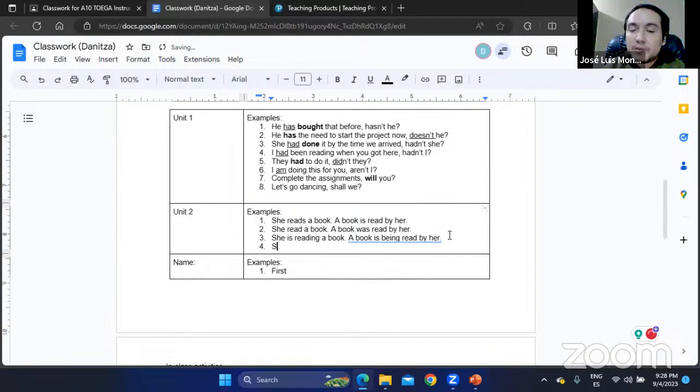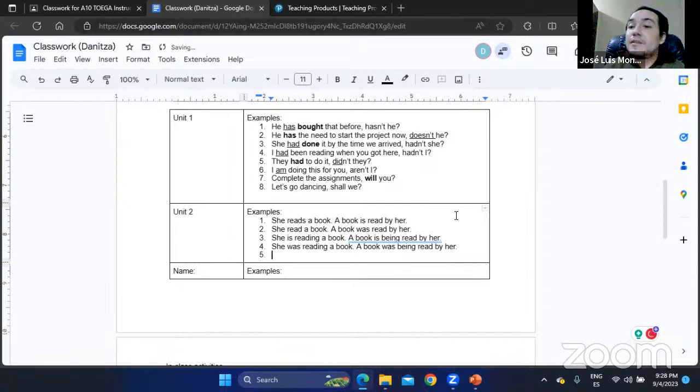In the past continuous it is the same. She was reading a book. I'm actually going to copy and paste this because it's exactly the same. The only thing that changes is that this is simple past: was being read by her.